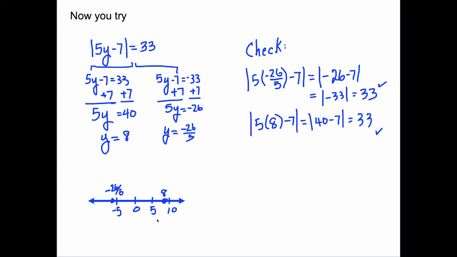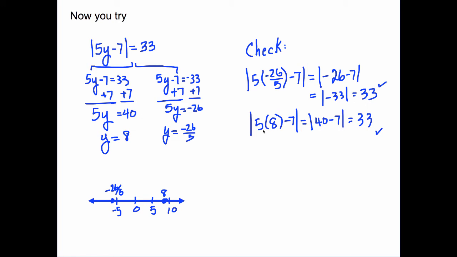This is what the number line graph looks like. And we'll check the solutions. First, we'll substitute negative 26 fifths for y. We take 5 times negative 26 fifths minus 7, and 5 times negative 26 fifths is just negative 26, minus 7. That's the absolute value of negative 33. That equals 33, and we're good.